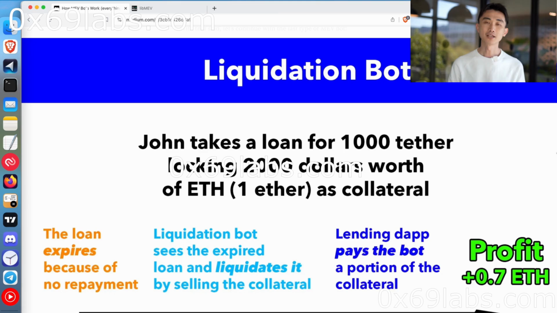It's making sure that if you leave or you don't pay the loan, the collateral is sold and we are able to recover the profits. So let's say the loan expires. John doesn't pay the loan for a year or so. The loan is bad, is no longer valid.